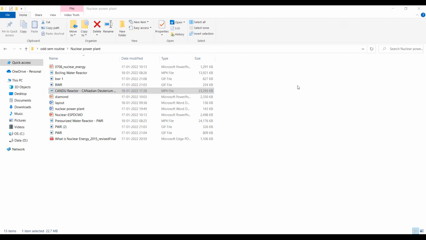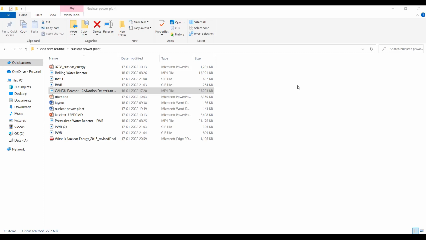So deuterium is used as a moderator. CANDU means it is developed by Canada, that's why it's called Canadian, and deuterium means heavy water, which is the moderator, and uranium is used as the fuel. So basically CANDU stands for Canadian deuterium uranium.